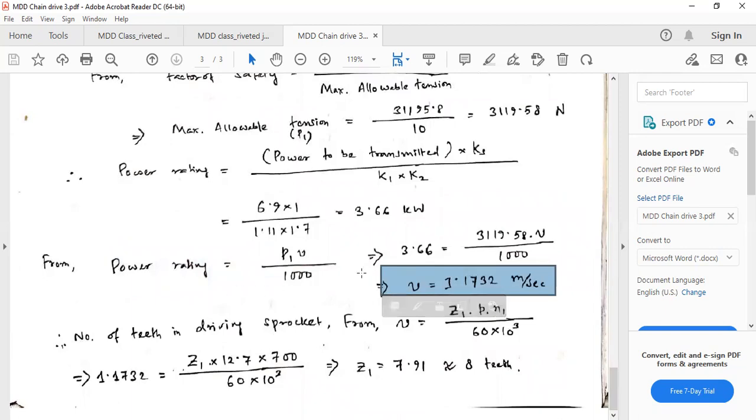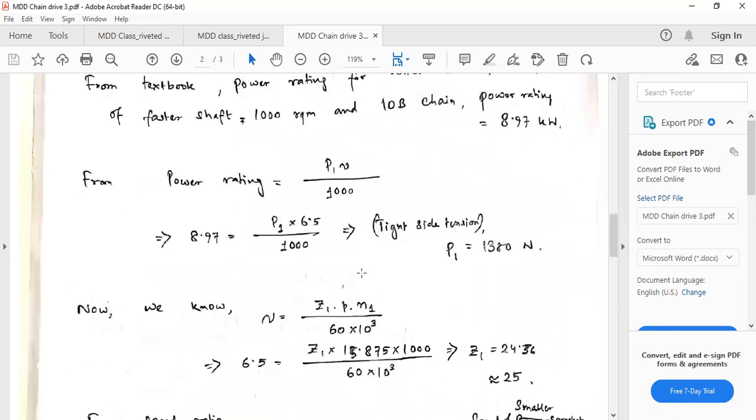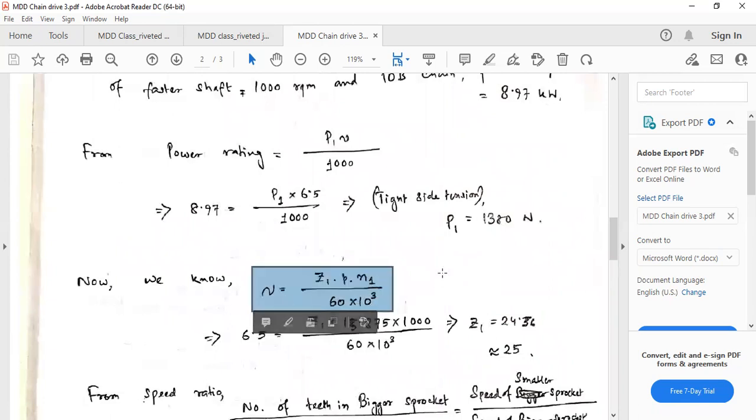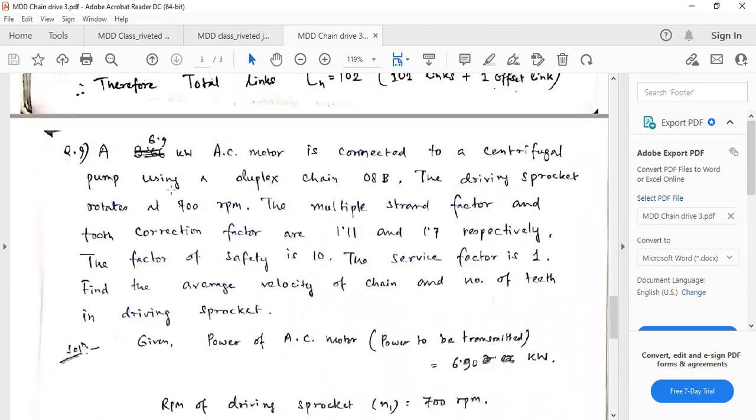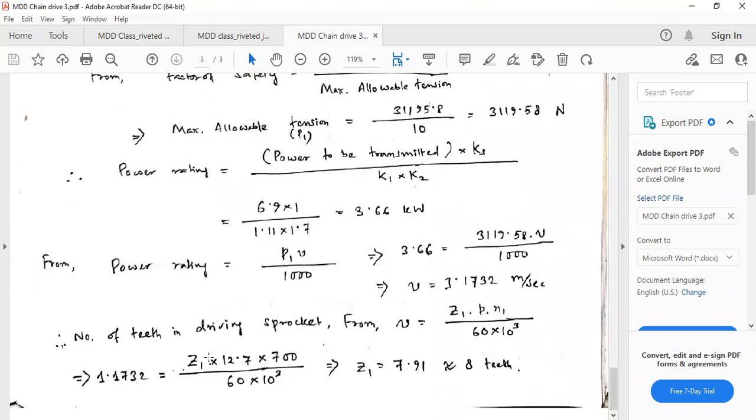And finally, using this relation, velocity equals Z P N divided by 60 into 10 to the power 3, you put the value of velocity, which is known, and the speed of your driving sprocket is given. Driving sprocket speed is 700 rpm. So put all the values here. This is the velocity that you have found just now. Z1 is unknown, pitch is 12.7 mm, 700 rpm is given, divided by 60 into 10 to the power 3. This 10 to the power 3 comes because 12.7 is in mm, so ultimately the velocity is in meters per second. So consistency is already given there.